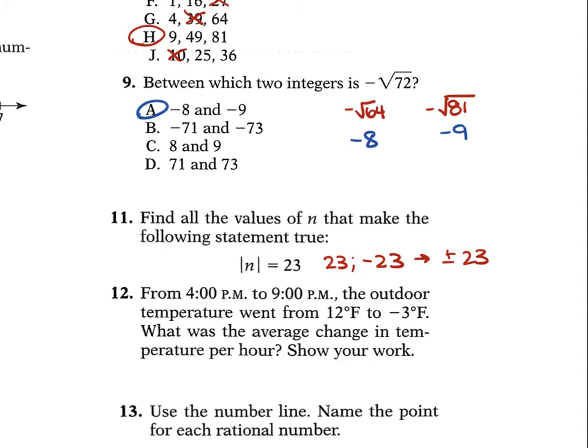12 says from 4 p.m. to 9 p.m., the outdoor temperature went from 12 degrees Fahrenheit to negative 3 degrees Fahrenheit. What was the average change in temperature per hour? So from 4 to 9, you have 5, 6, 7, 8, 9. That's 5 hours, so you're going to divide something by 5. It went from 12 to negative 3. Well, going from 12 to negative 3, that's a difference, it's going down of 15. So it's negative 15 divided by 5, which gives us negative 3 degrees per hour.